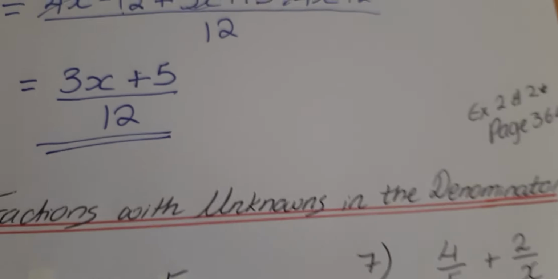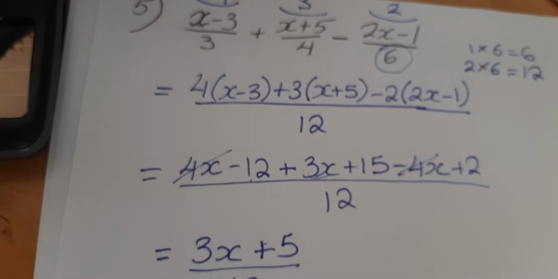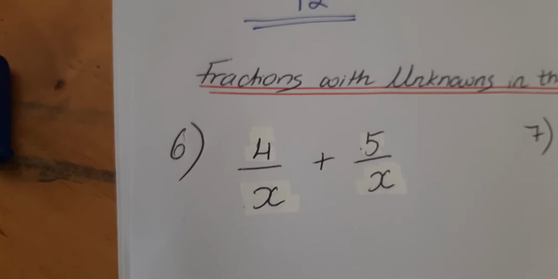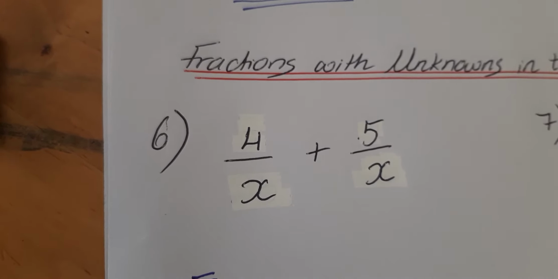Now, what about fractions that have unknowns in the denominator? The denominator is not always going to be a number. Sometimes you will have letters at the bottom. So the unknown here, x, is at the bottom. We'll call it an unknown, but it's a letter really.